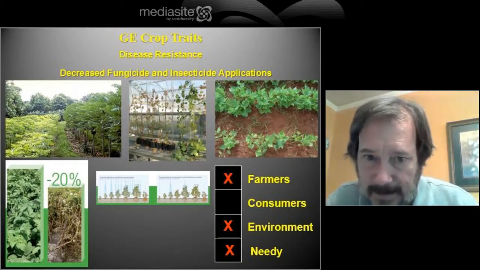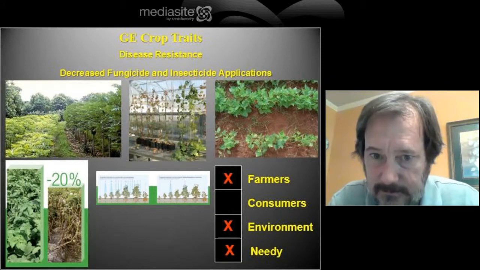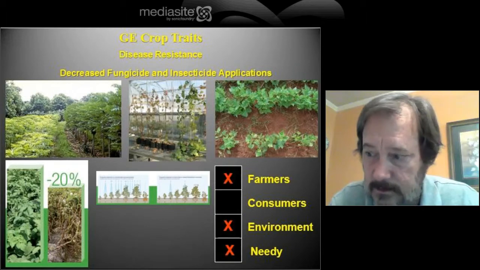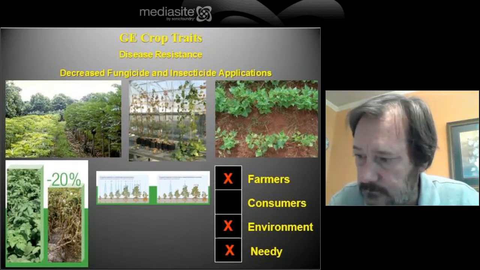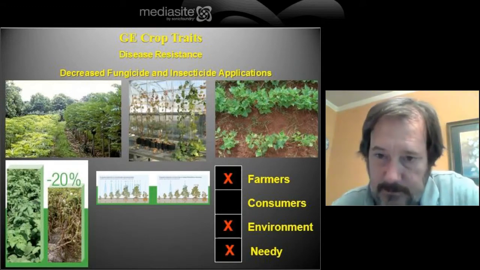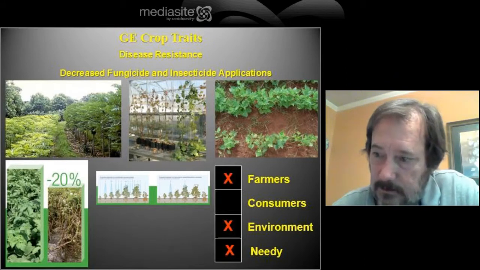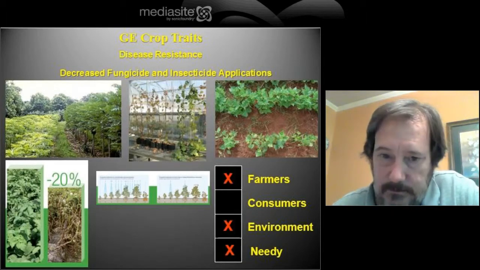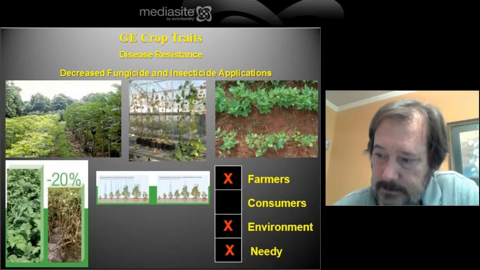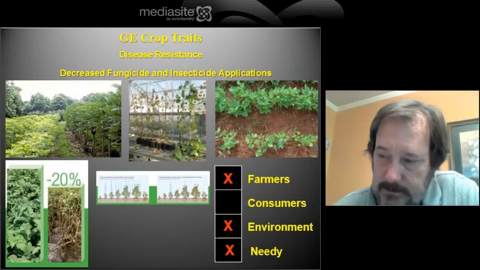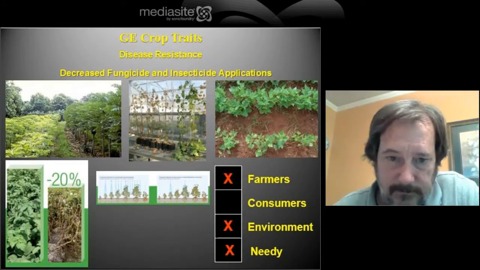So papaya on the top left, the papaya industry in Hawaii was almost wiped out by a virus called papaya ringspot virus. And this was one of the first commercially available genetically engineered crops. It's probably saved the papaya industry in the United States. And this is an example where insecticide sprays are not needed to control insects that vector the virus.